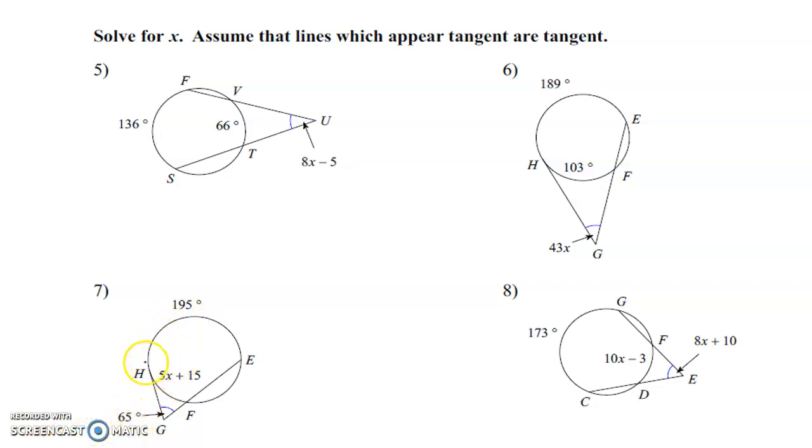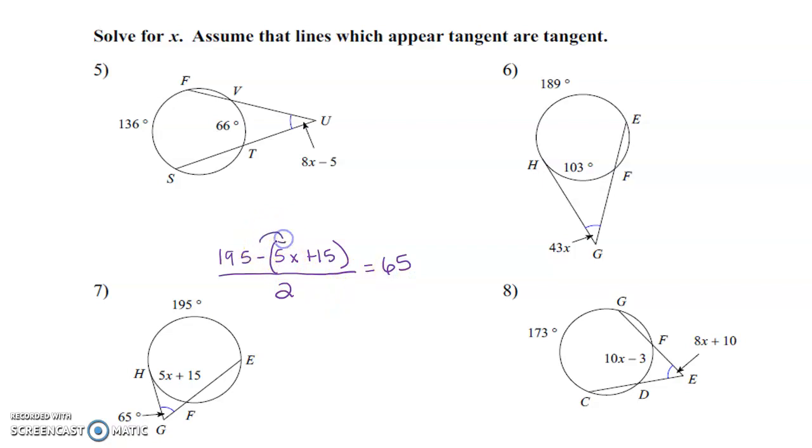I have my far arc, HE, and my near arc, HF. So I want to subtract. I'm going to have my far arc minus my near arc. Now remember, I'm subtracting the whole amount of this near arc. That's why I'm putting it in parentheses. I'm not just subtracting 5x and then adding 15. I'm subtracting 5x plus 15. So those parentheses are very important in this case. And it's going to be equal to my angle measure after I divide by 2.